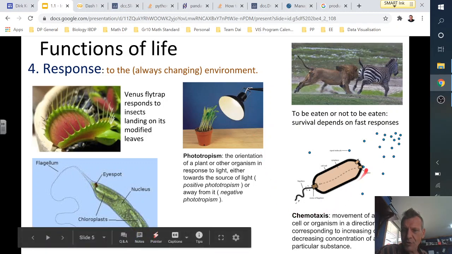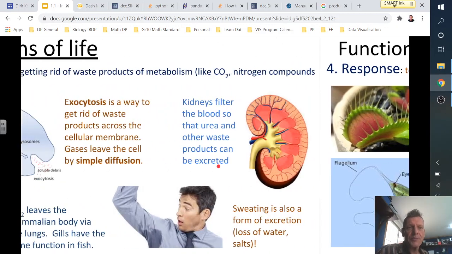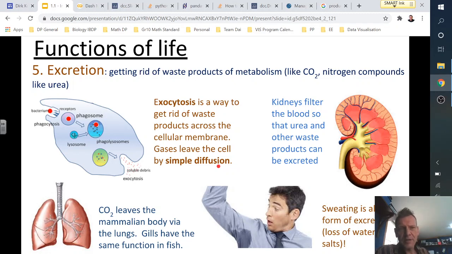Chemotaxis, that's the ability of certain bacteria to detect molecules in their surroundings, for instance, molecules that were left by a prey. And all these organisms, all cells, have receptors on their cell membrane, and these receptors are able to pick up those signals and then actually follow them around. Okay, so that's response.